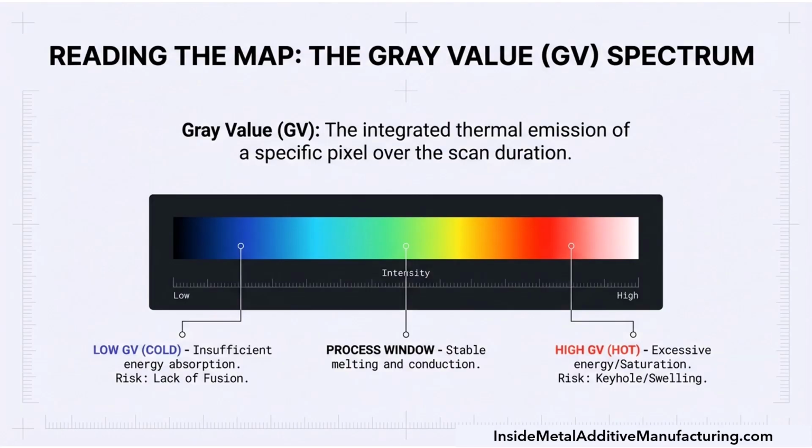To interpret these maps, we analyze the gray value, which represents the integrated thermal emission of a pixel over the duration of a scan. A low gray value is a cold spot and indicates insufficient energy absorption, creating a high risk for lack-of-fusion porosity. Conversely, a high gray value is a hot spot and signals excessive energy input, which can transition the melt pool into keyhole mode or cause geometric swelling.